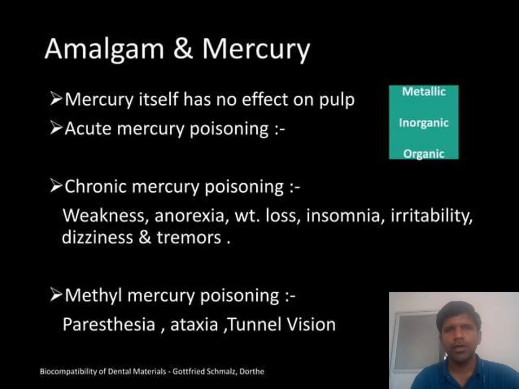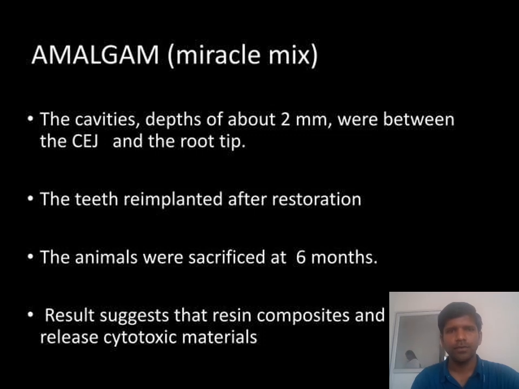Coming to amalgam and mercury, mercury itself has no effect on pulp. Acute mercury poisoning and chronic mercury poisoning are seen. In case of chronic mercury poisoning, weakness, anorexia, weight loss, insomnia, irritability, dizziness, and tremors are seen. Coming to methyl mercury poisoning, paresthesia, ataxia, and tunnel vision are seen.